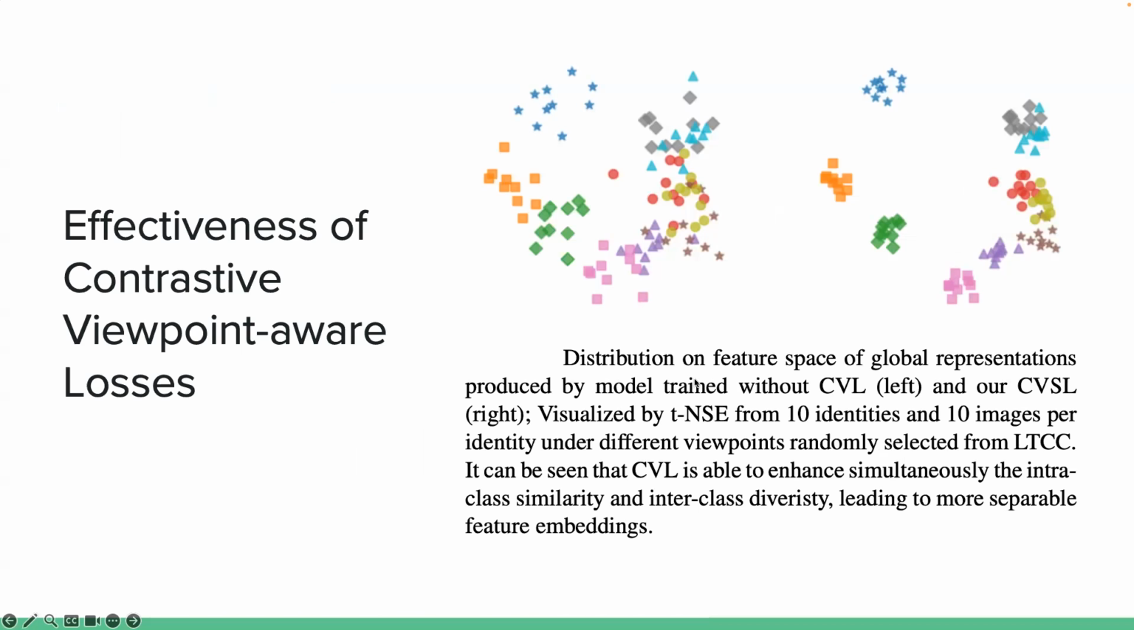This is the visualization of the distribution in the latent space of the embeddings, and we can see that the proposed loss function helps to obtain a latent space in which the embeddings are more separable.